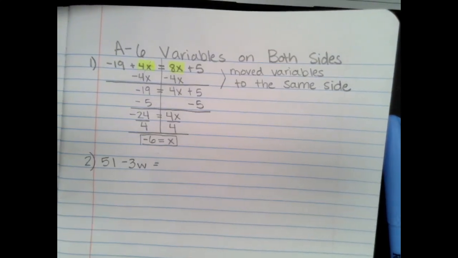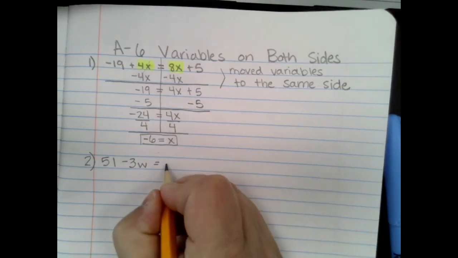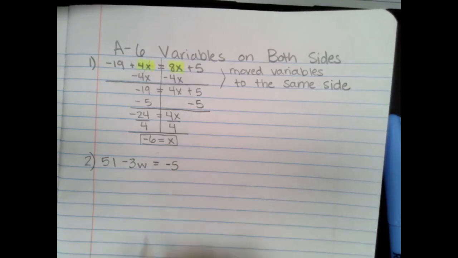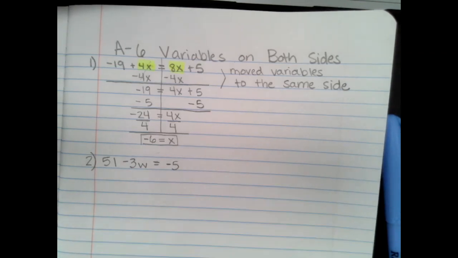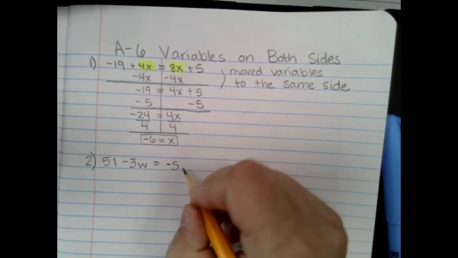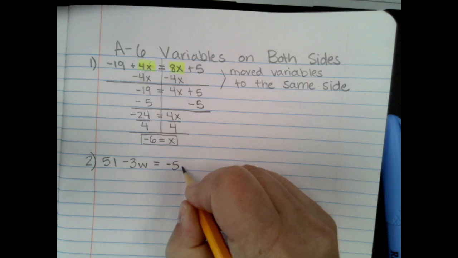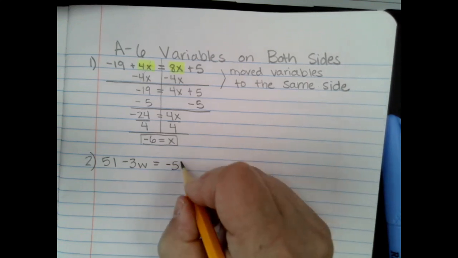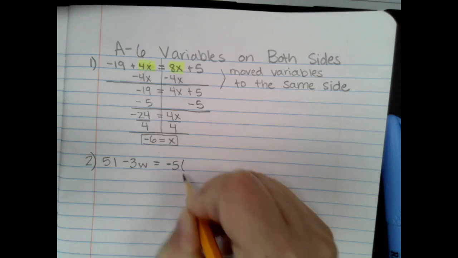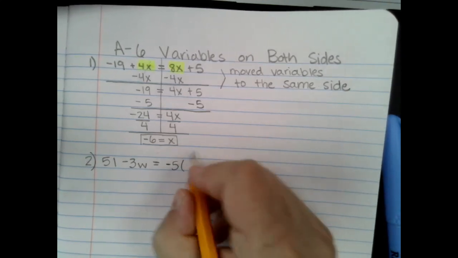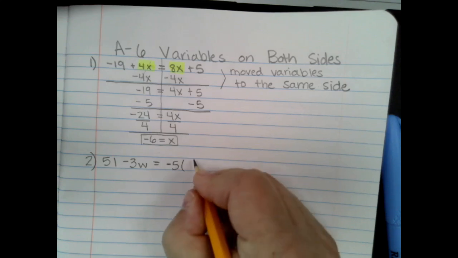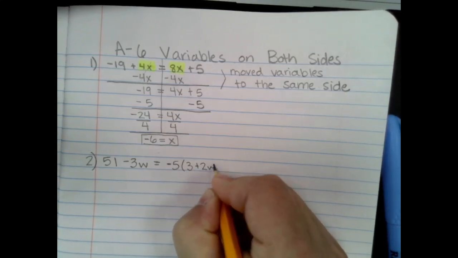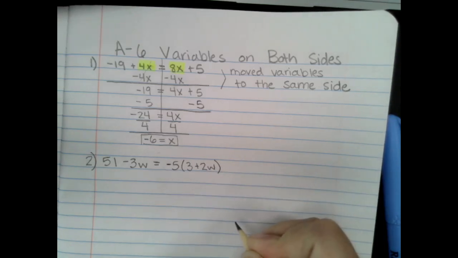Equals negative 5 times the quantity of. What does times the quantity of mean when I write it in math? Times would be the dot, but if I want a quantity, that means like a separate amount. So that's where we do that as parentheses. So negative 5 times the quantity of 3 plus 2w minus 15w.